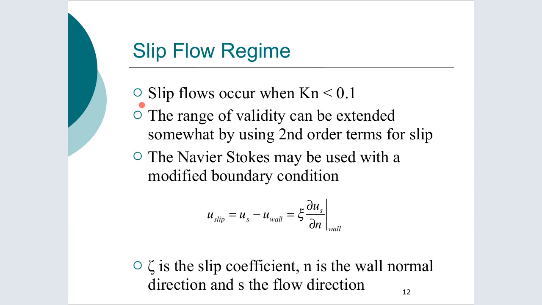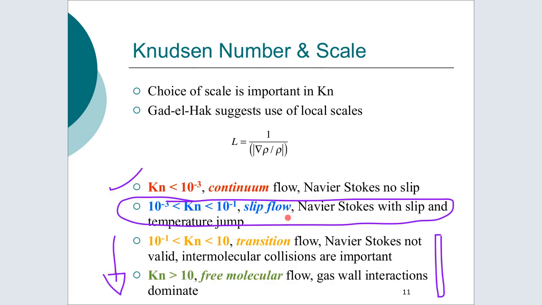So what we're going to look at now is when we have a slip flow occurring. That means that the Knudsen number is less than about 0.1. And again, just bear in mind that these aren't hard and fast criteria. It's not that suddenly you're at 0.1 and you're in slip flow, and then you're at 0.11 and you're in transition flow. These are guideline figures, so just be careful of that.